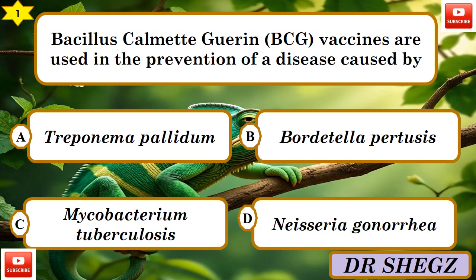BCG vaccines are used in the prevention of a disease caused by Mycobacterium tuberculosis. Remember, Mycobacterium tuberculosis causes tuberculosis, and tuberculosis can be prevented using the BCG vaccines.